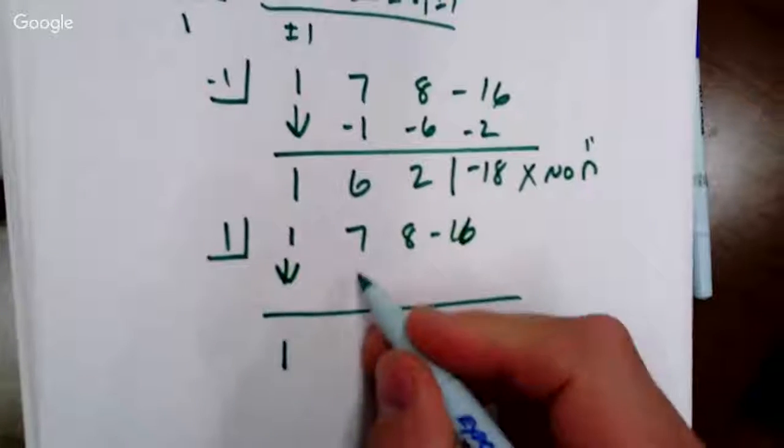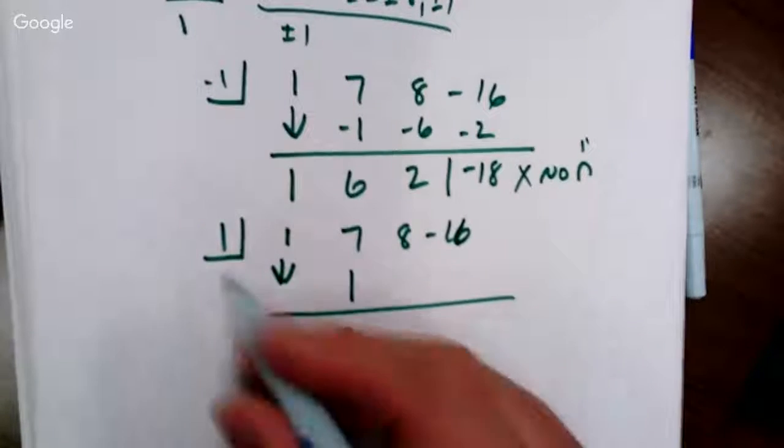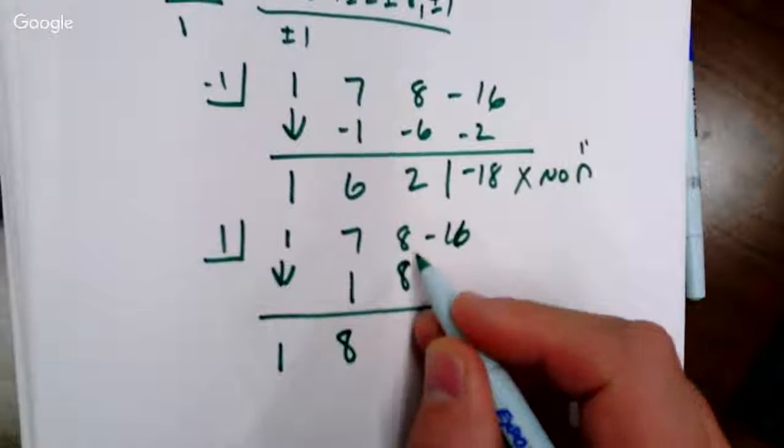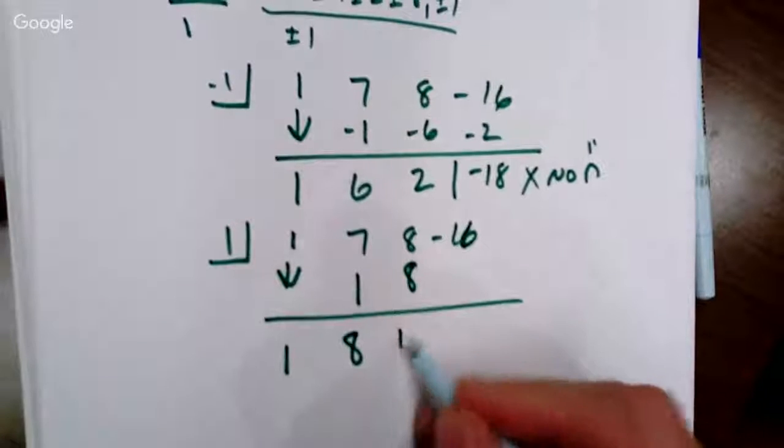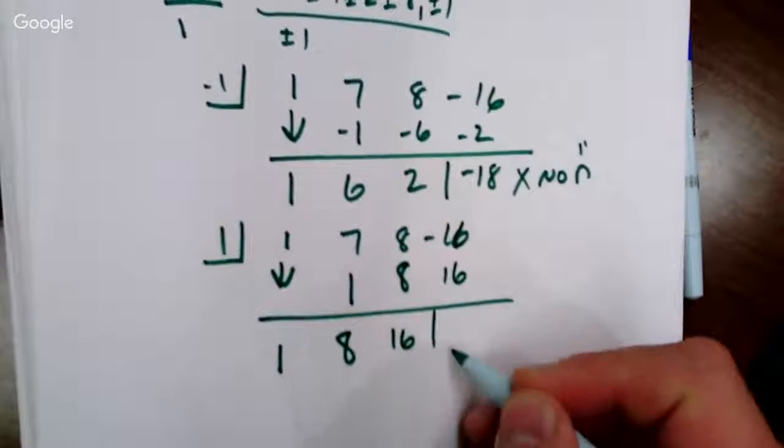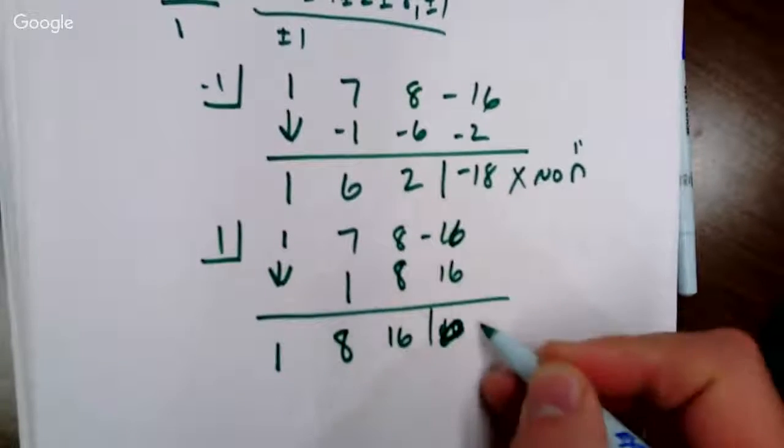Carry down a 1. 1 times 1 is 1. Add that together, that gets me an 8. Feeling good or feeling bad? Should be feeling good, because that's going to be 16. That adds to 16, and the remainder is 0.